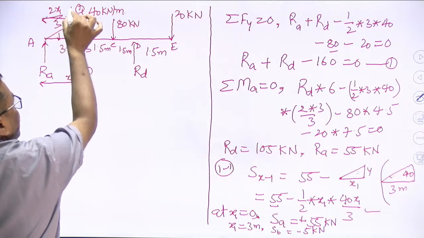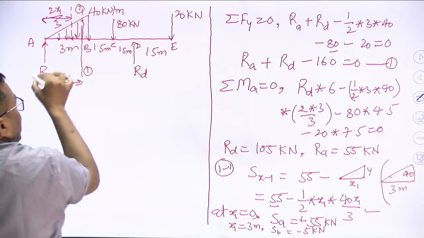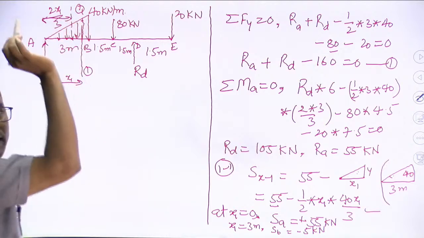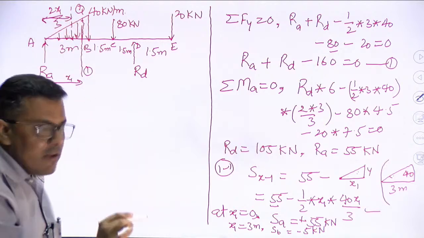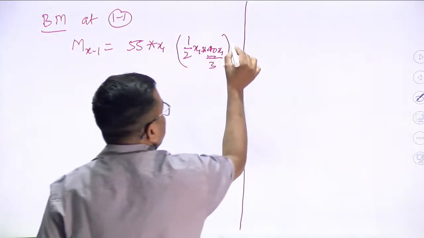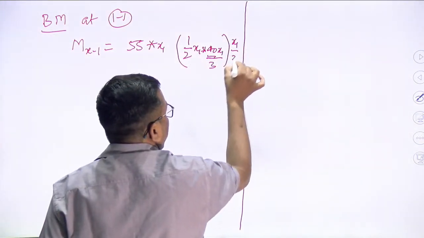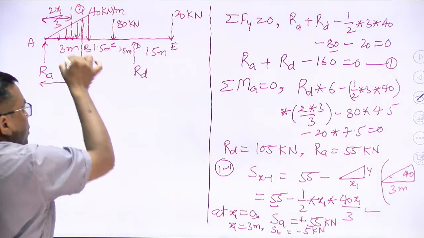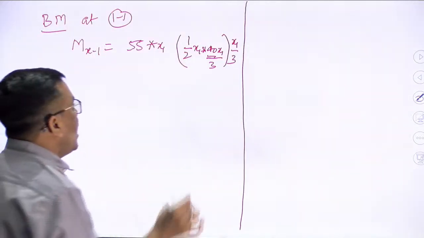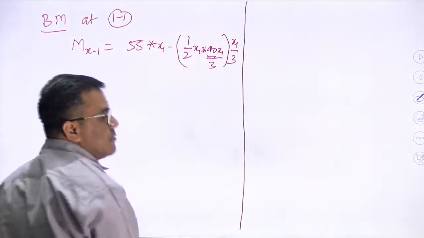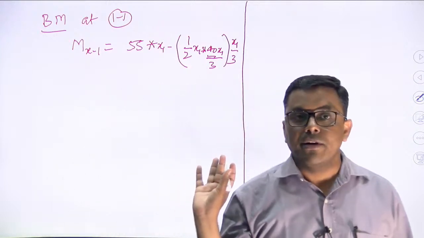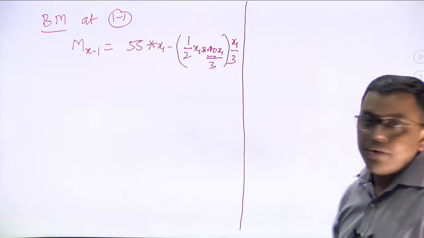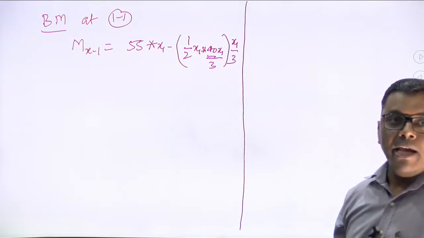So what will be the distance of this load from the section plane? If x1 is the total distance and from A it is 2x1 by 3, then obviously from the section plane it will be x1 by 3. So I am writing here the distance is x1 by 3. And what will be the nature of rotation? The load is downward, so it is anti-clockwise, and on the left side anti-clockwise is considered negative. So I hope this is also clear. Half into x1 into 40 x1 by 3 into x1 by 3.